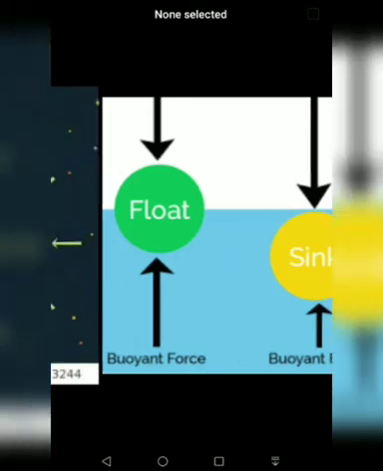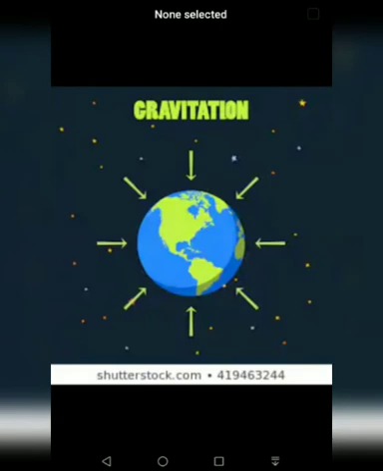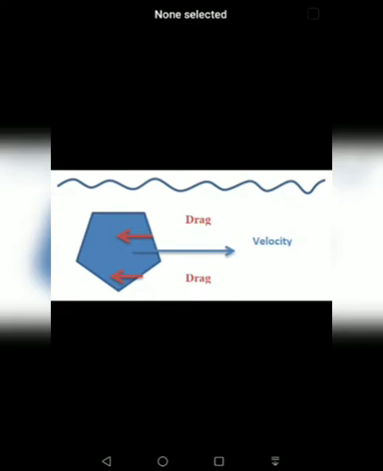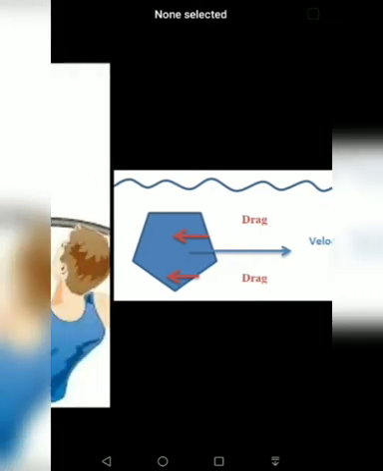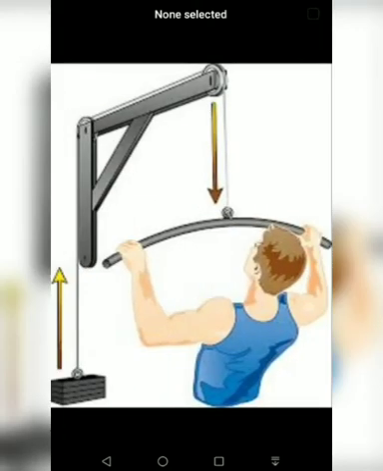The third one is gravitational force. It means force of attraction between all masses. Next is drag force. Drag force means mechanical force generated by a solid object moving through a fluid. This is the example. The fifth force is applied force. It is a force applied to an object.